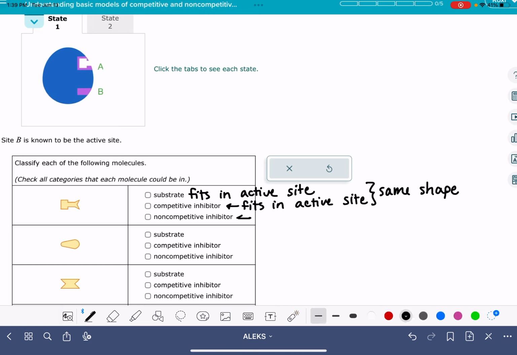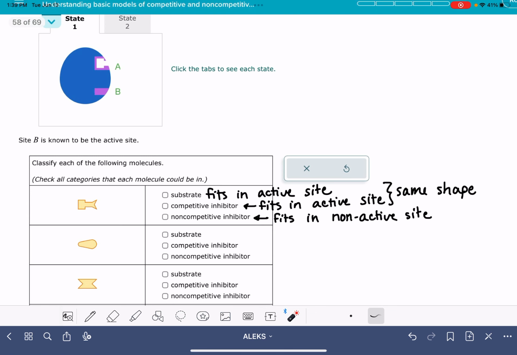A non-competitive inhibitor is one that fits in the non-active site or the allosteric site. I'm just going to write non-active site because that's consistent with the language in this ALEKS problem. And so for this enzyme, the non-active site is site A. Any molecule that fits into site A is going to be a non-competitive inhibitor. So I have one non-competitive inhibitor that fits perfectly in site A.